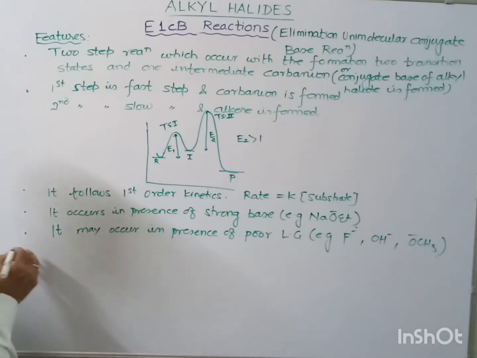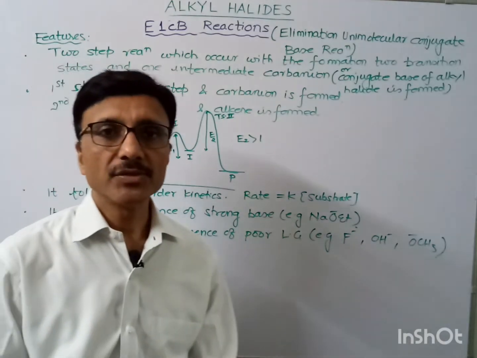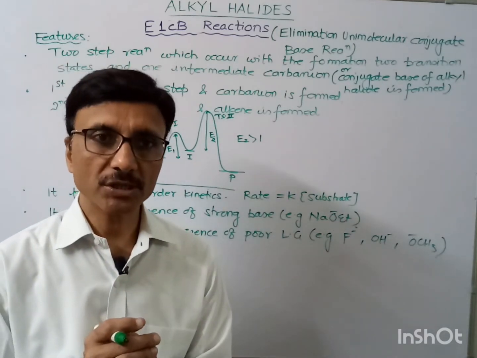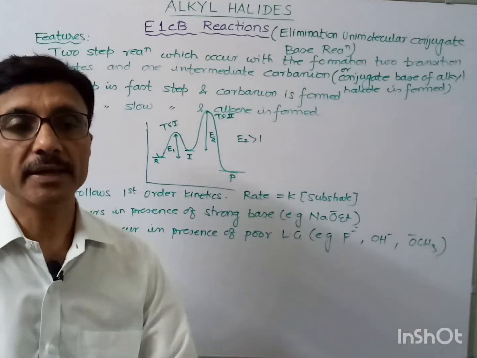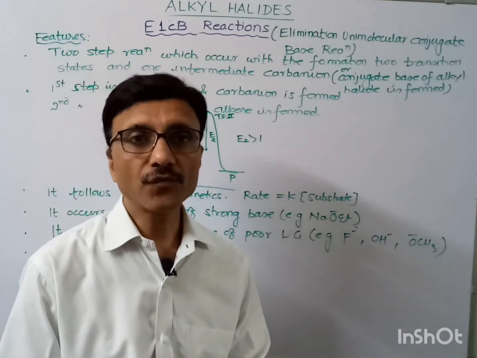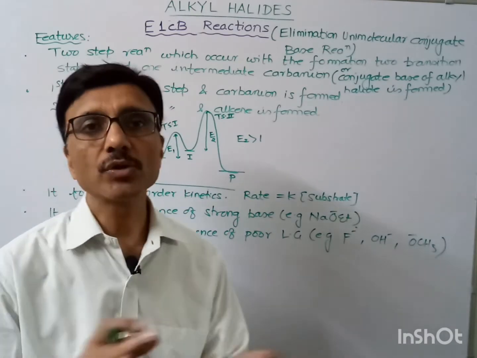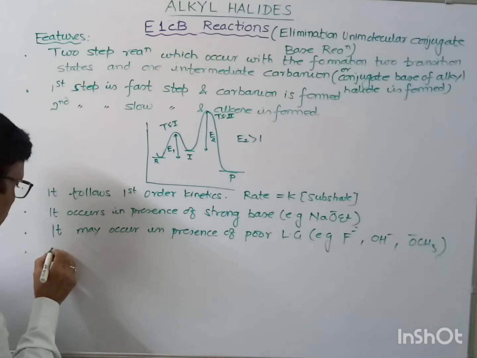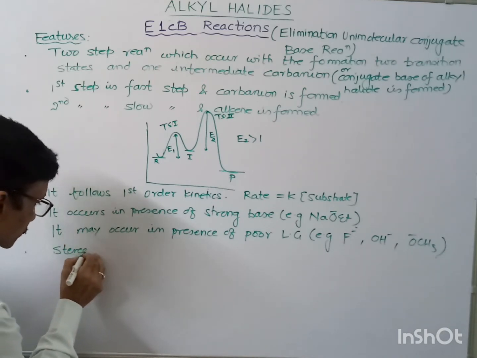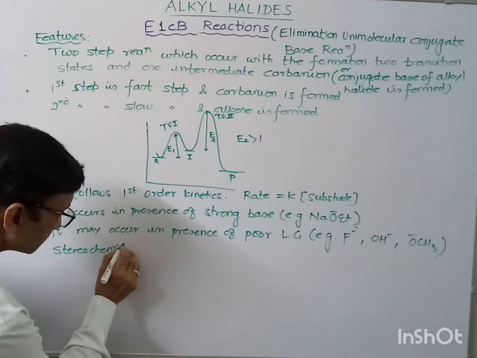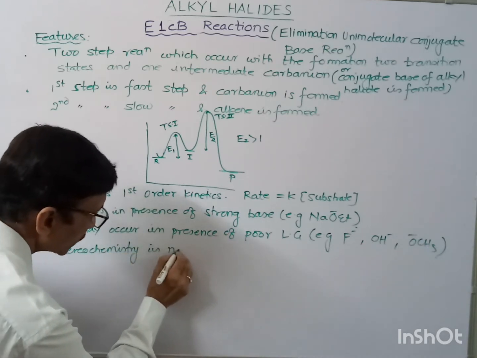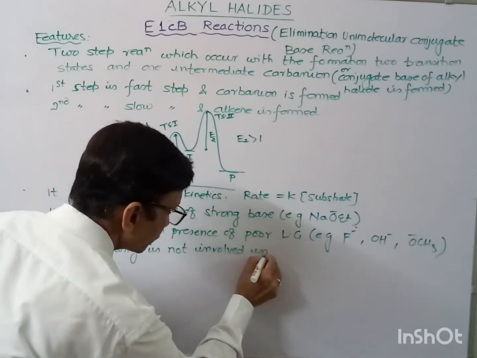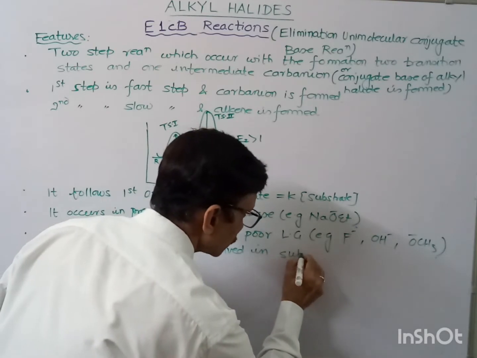Also, in the E2 reaction, what we have seen is that the leaving group and the beta H should be anti-periplanar to each other. So there is a stereochemical requirement in the substrate molecule in the case of the E2 reaction. But here there is no requirement of stereochemistry in the substrate molecule. So stereochemistry is not involved in the substrate molecule.